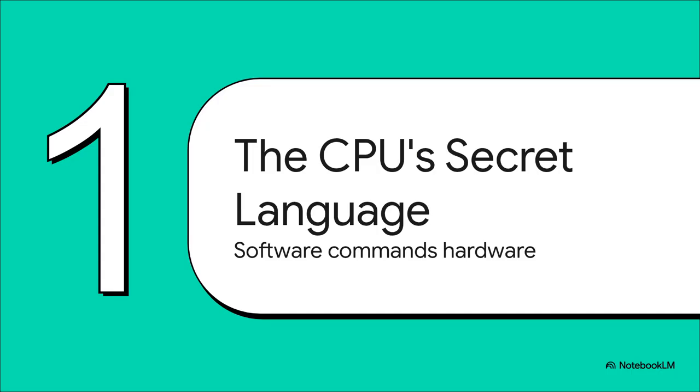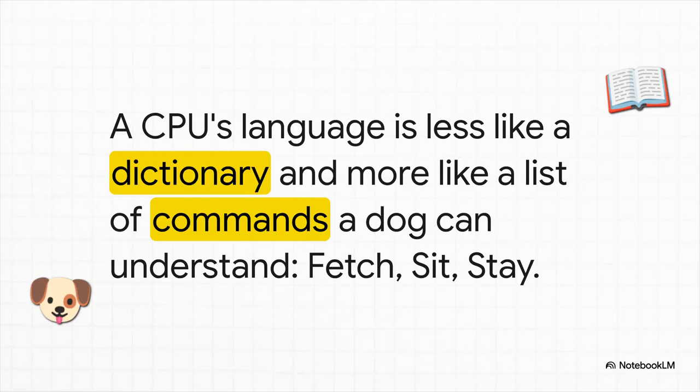All right, first up, the CPU secret language. Let's talk about how software really commands hardware. The best way to think about this is a CPU's language isn't some huge dictionary. It's more like a dog that only knows a few commands, like fetch, sit, stay. That's it. The CPU doesn't understand the meaning, not really. It just executes these super simple actions flawlessly and at an unbelievable speed.